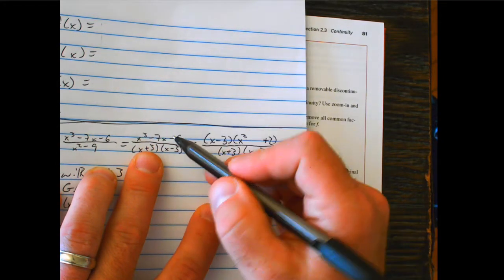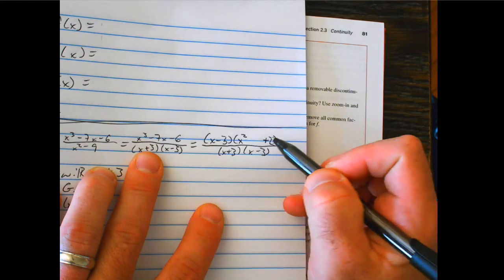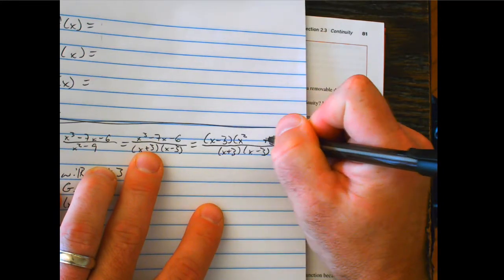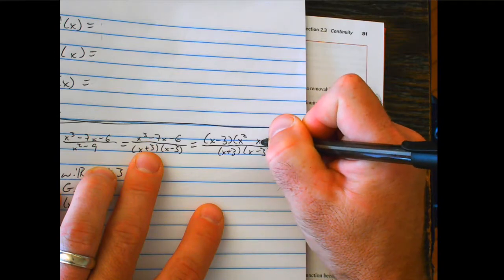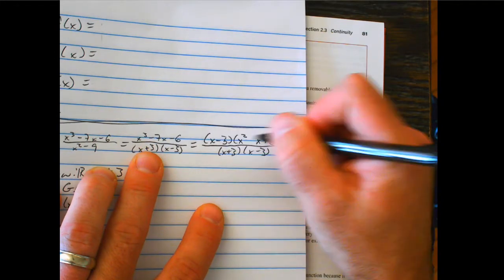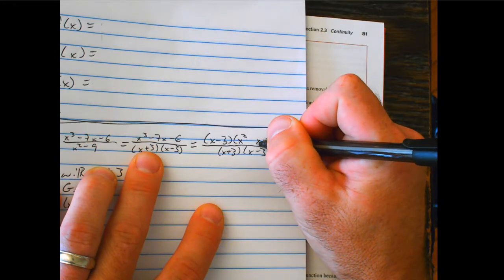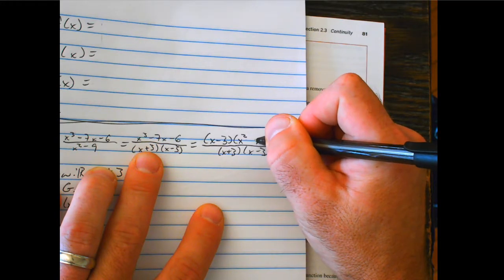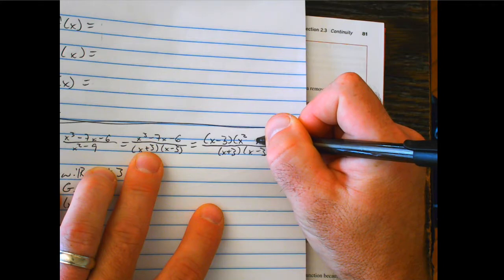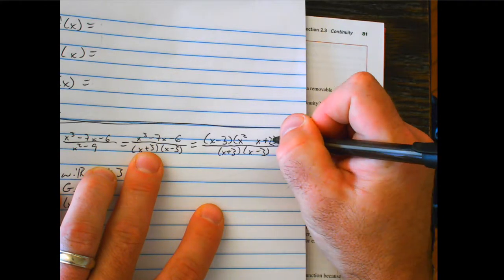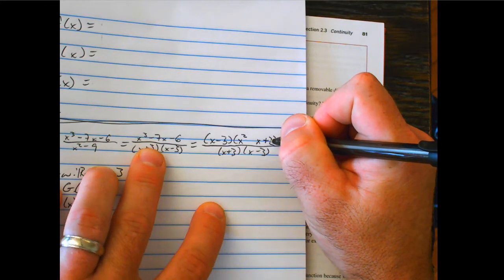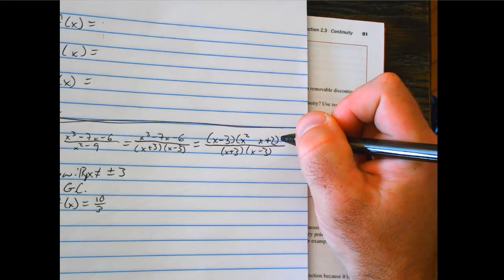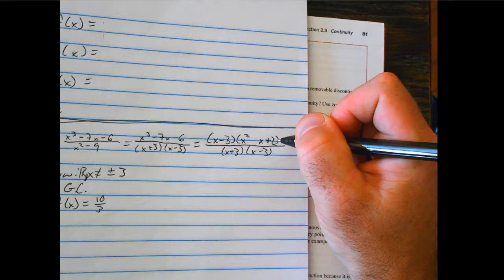And I just play around with it. I know that the factors that are going to give me an x, this middle term is going to have an x as well. So minus 3 times whatever x, and x times 2 should add up to give me negative 7x. That can't be right.